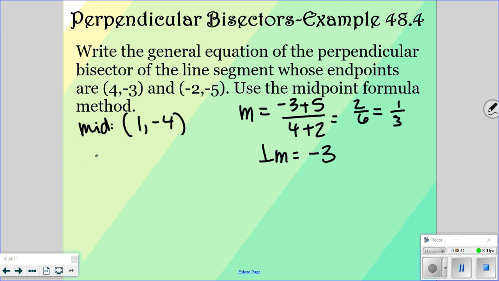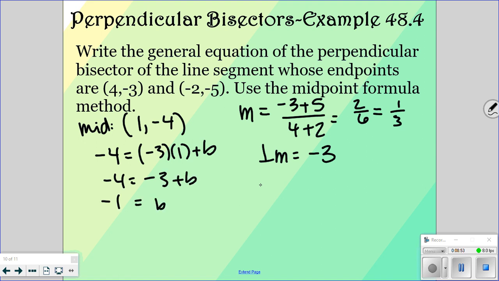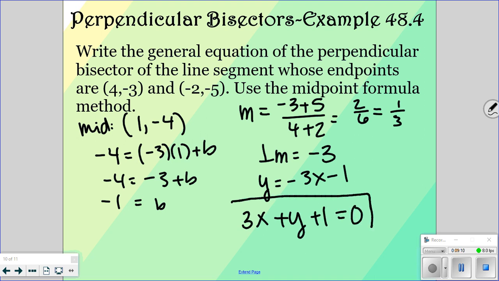So y equals mx plus b. Negative 4 equals negative 3 plus b. So our b would equal negative 1. So I get y equals negative 3x minus 1. And then we put it in general form. So you need to make your x positive. So we're going to move everything to the left side to make our x positive. So 3x plus y plus 1 equals 0. And that would be your answer there.